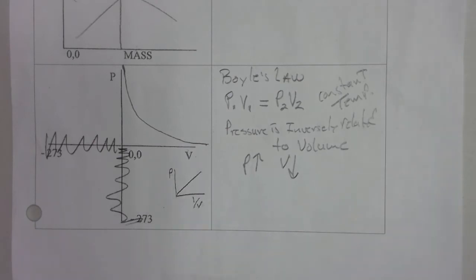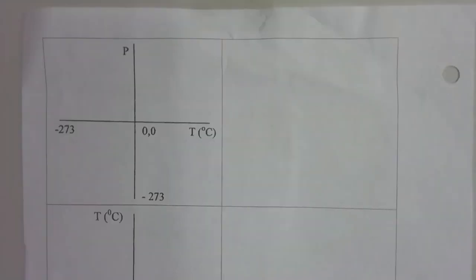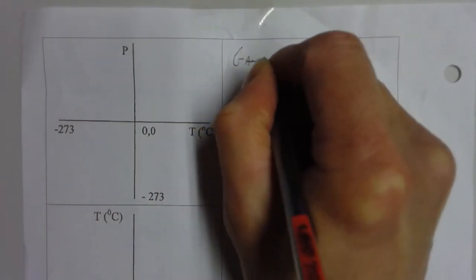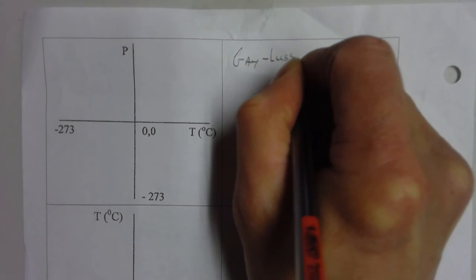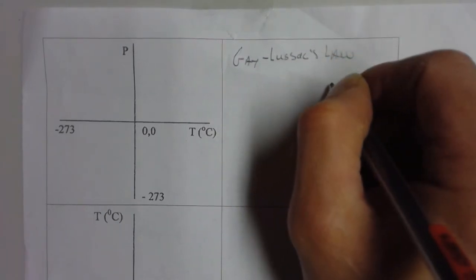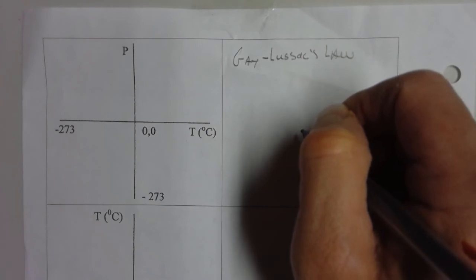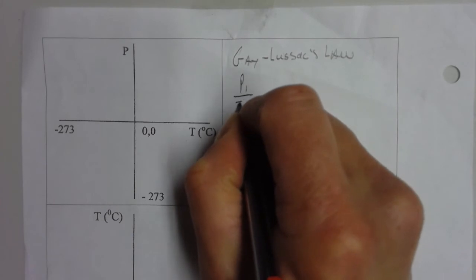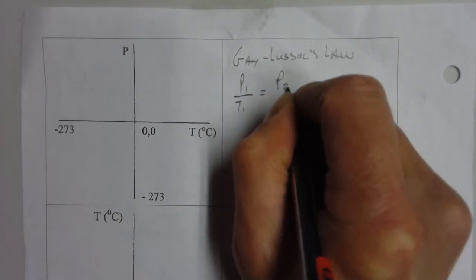Okay, we've got to go on to the next one. Okay, here's our next graph. We've got pressure and temperature. Now, pressure and temperature is Gay-Lussac's law. That says that the ratio of pressure to temperature is constant.